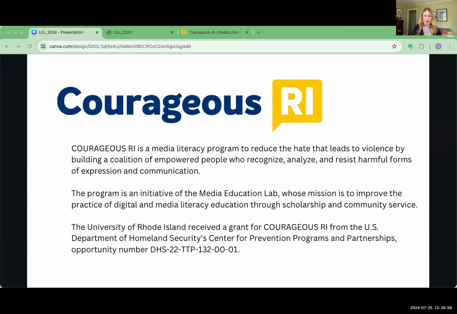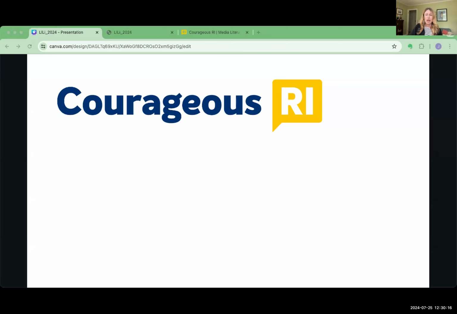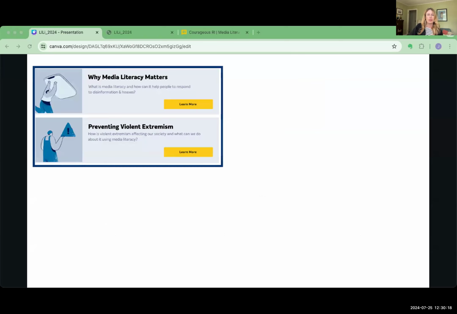If you're familiar with Renee Hobbs, who I'm kind of like a fangirl of, to me, she's like the media literacy educator. She's the founder of Media Education Lab. And I should point out that this program is funded by a grant from the Department of Homeland Security. So the Courageous Rhode Island curriculum provides you with all the materials you need to lead these conversations yourself or have students lead them, which I'm a big proponent of.